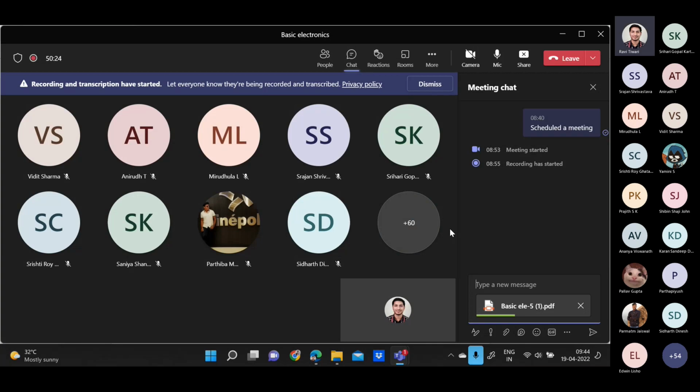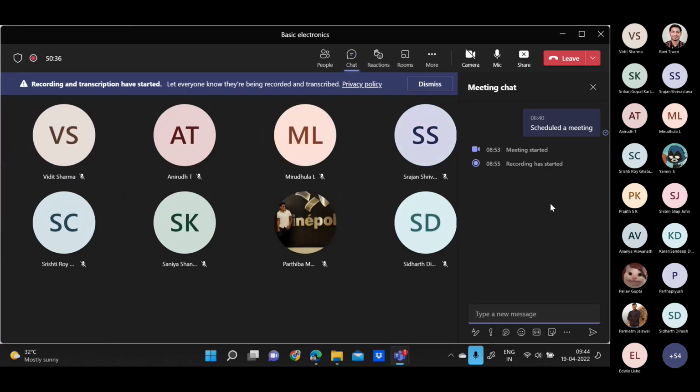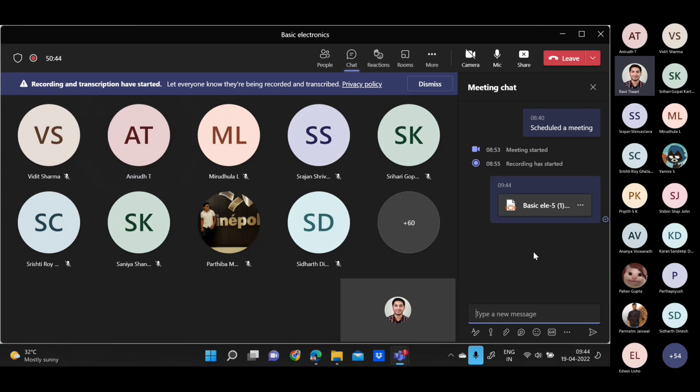Have you uploaded your digital assignment in Moodle? Please check it. Yes, sir. So VGS offset is the same as pinch-off voltage. Yes, yes. Okay.